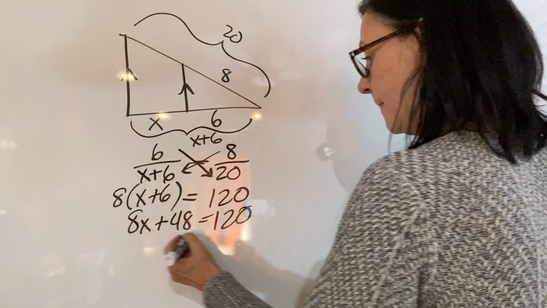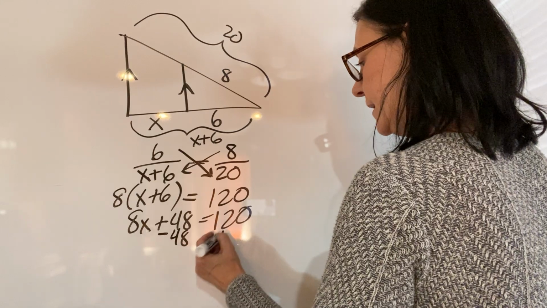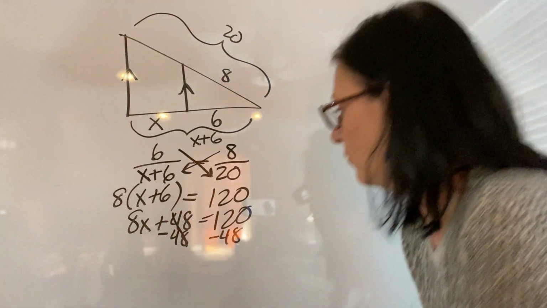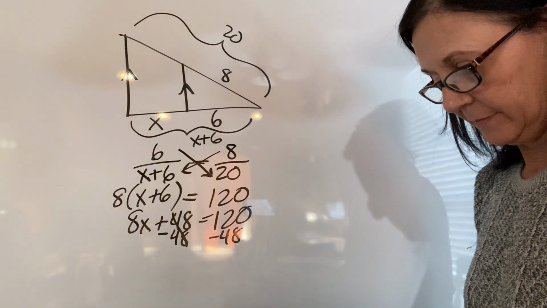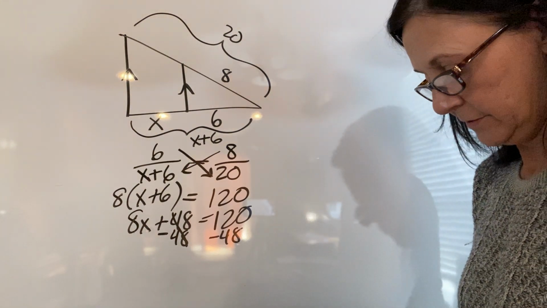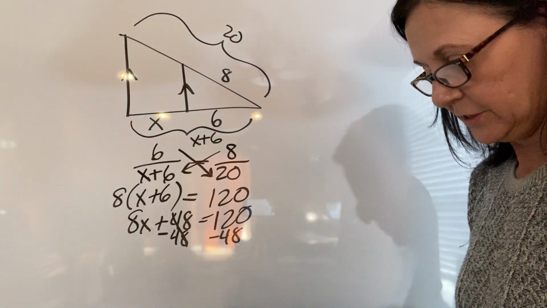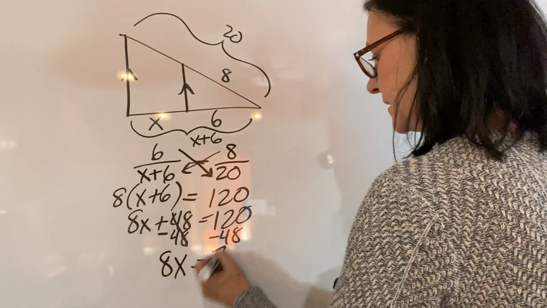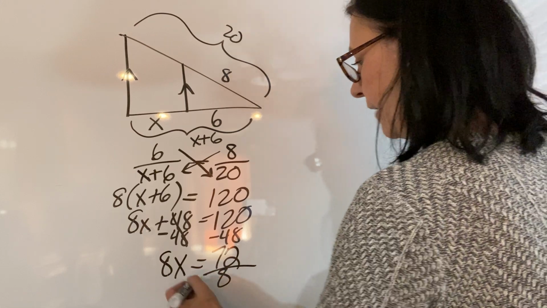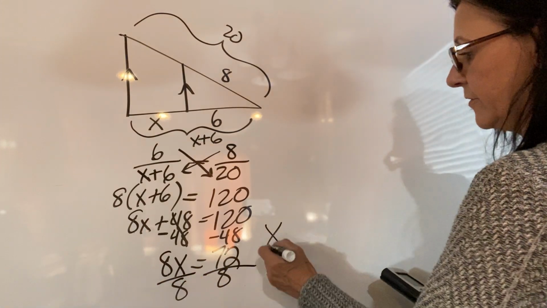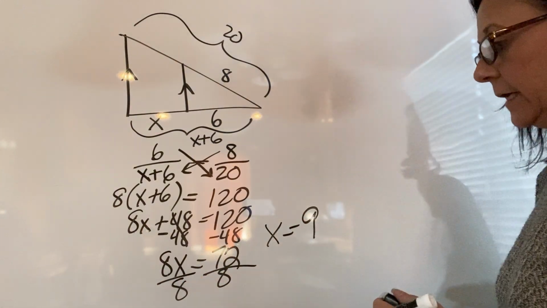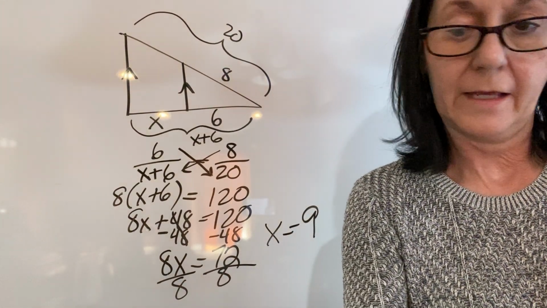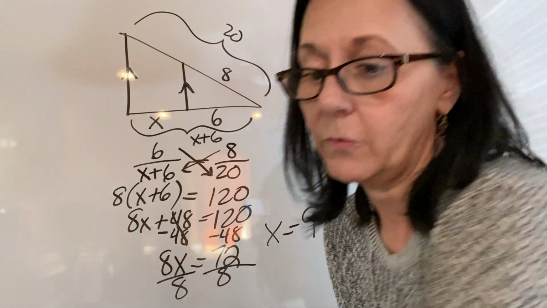Now's your algebra. I'm subtracting 48 from both sides. So I have 120 minus 48. I believe it's 72, but let's just make sure. It is, in fact, 72. 8x is 72. Now I divide both sides by 8. The value of x is 9. 72 divided by 8 is 9. Okay, we're going to do a couple more.